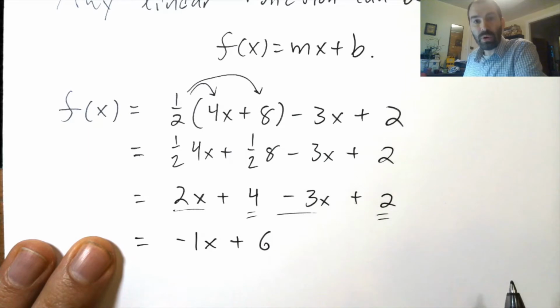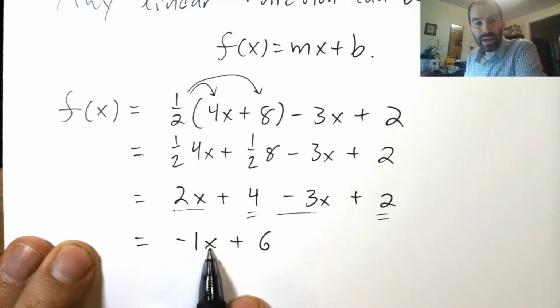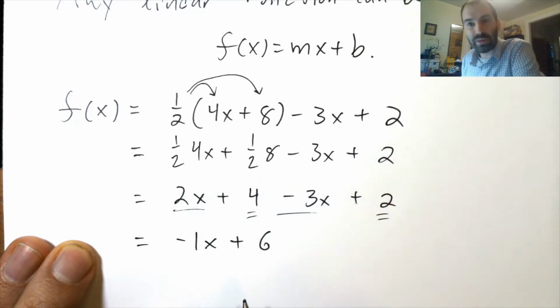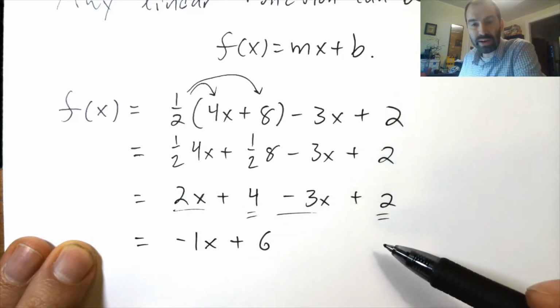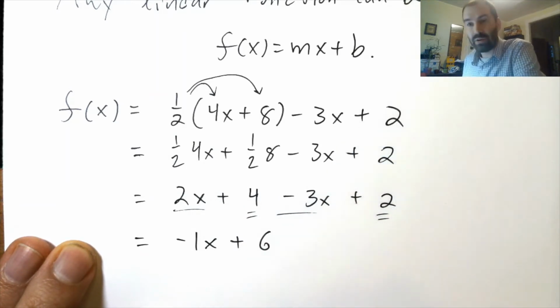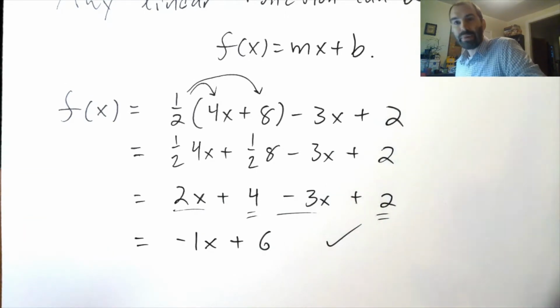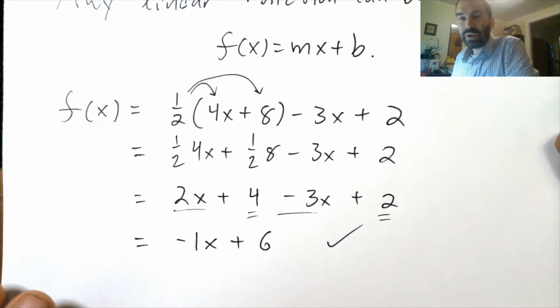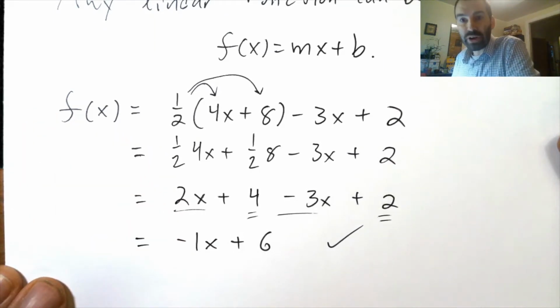And lo and behold, look what I got. mx plus b. So even though it may not have looked like a linear function at the beginning, when we simplified it using some algebra, we realized that it was a linear function. So yeah, they don't always start like that, but if you can get them into that form, then it's a linear function.